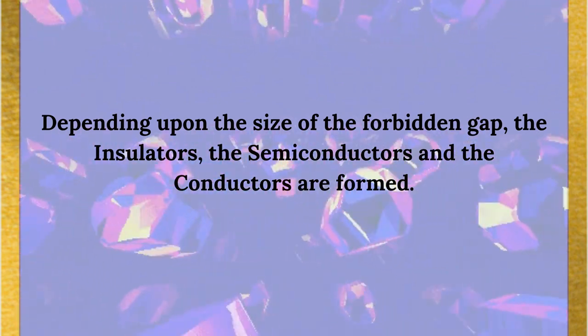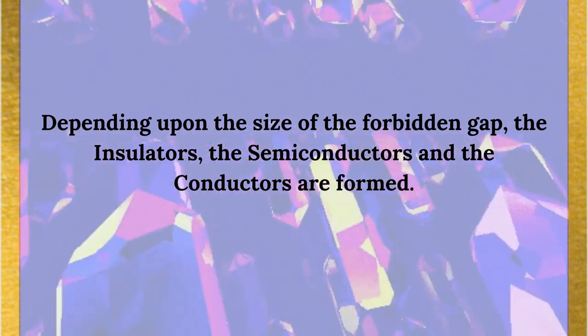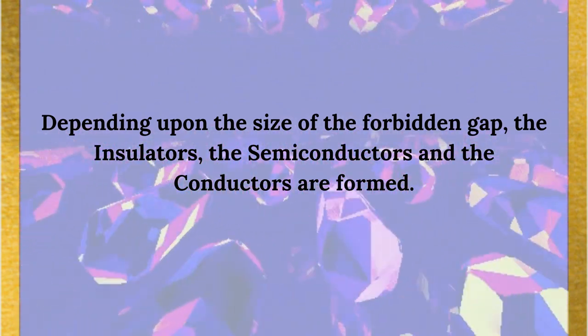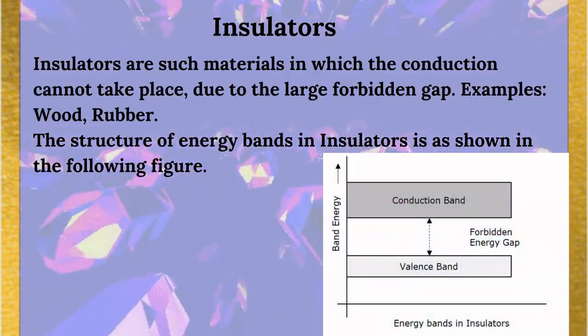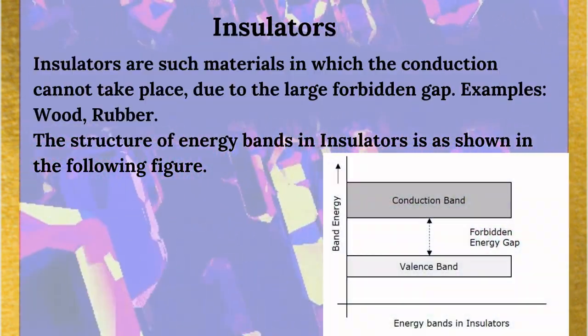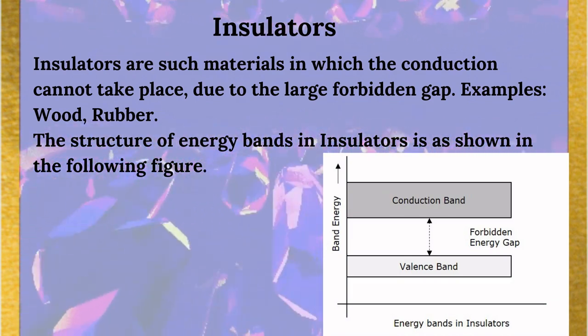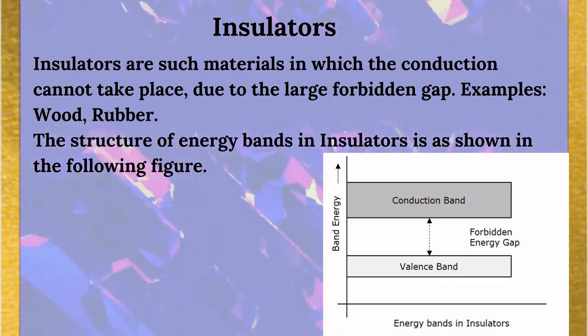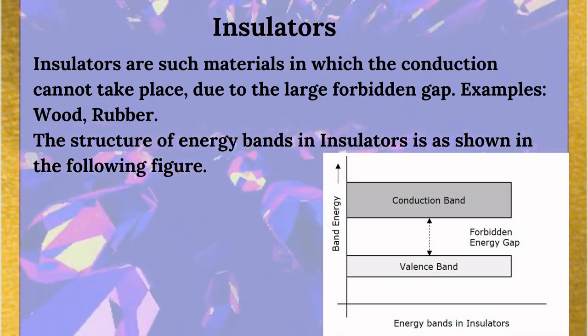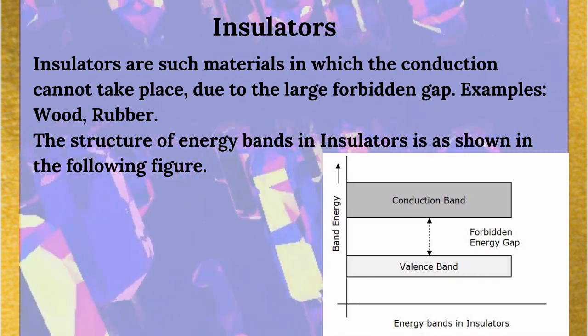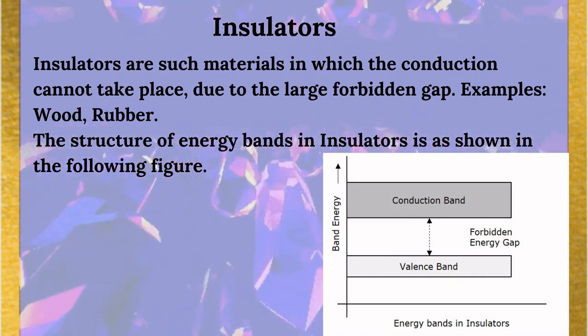Depending upon the size of the forbidden gap, insulators, semiconductors and conductors are formed. Insulators are such materials in which conduction cannot take place, due to the large forbidden gap. Examples: wood, rubber. The structure of energy bands in insulators is as shown in the following figure.